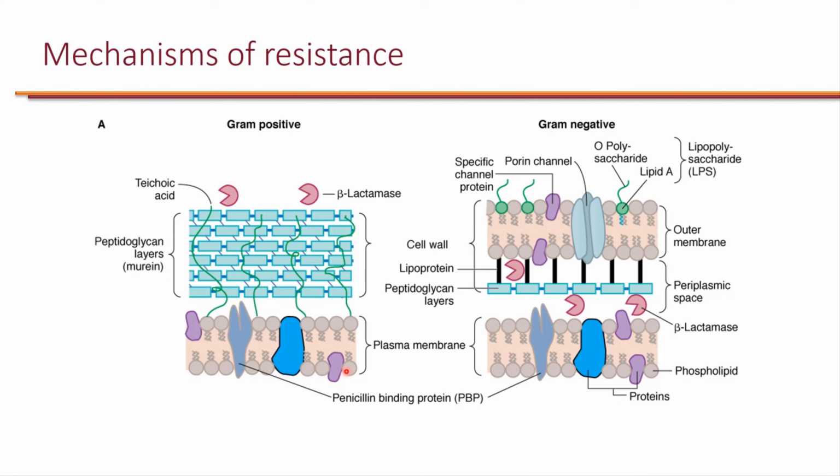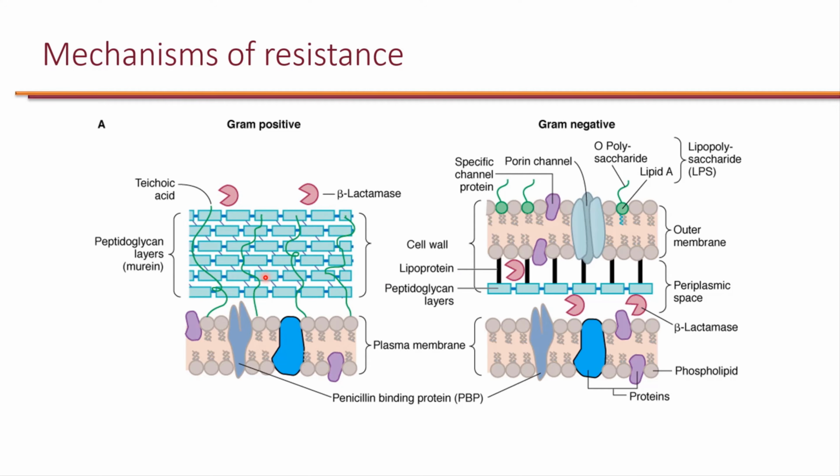Now, let's compare gram-positive and gram-negative bacteria. So on the left, we can see gram-positive, which only has the inner plasma membrane. There is no outer membrane. So on top of the membrane is the peptidoglycan layer. With gram-negative, there are two layers. So there's the inner and outer membrane, and between the two membranes, there is a small layer of peptidoglycan.